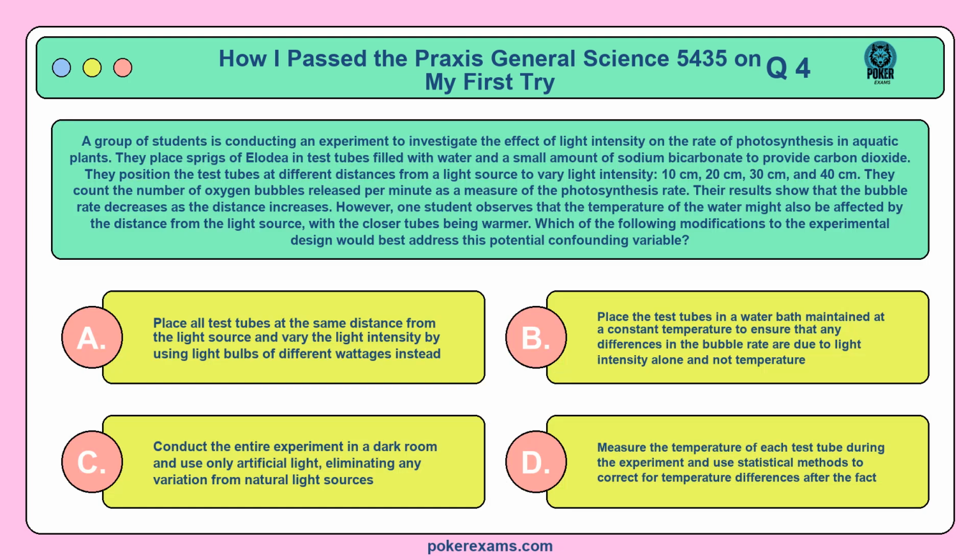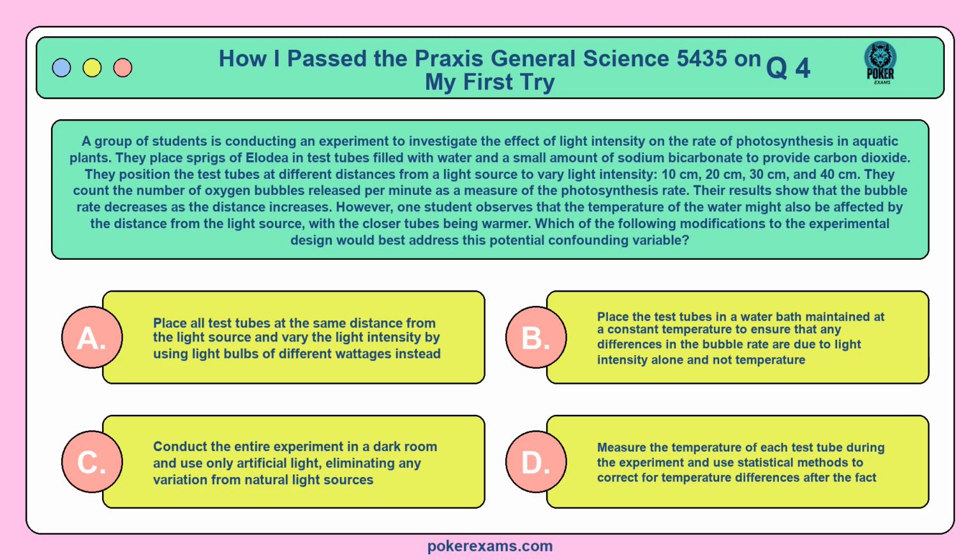Question 4. A group of students is conducting an experiment to investigate the effect of light intensity on the rate of photosynthesis in aquatic plants. They place sprigs of Elodea in test tubes filled with water and a small amount of sodium bicarbonate to provide carbon dioxide. They position the test tubes at different distances from a light source to vary light intensity: 10 centimeters, 20 centimeters, 30 centimeters, and 40 centimeters. They count the number of oxygen bubbles released per minute as a measure of the photosynthesis rate.